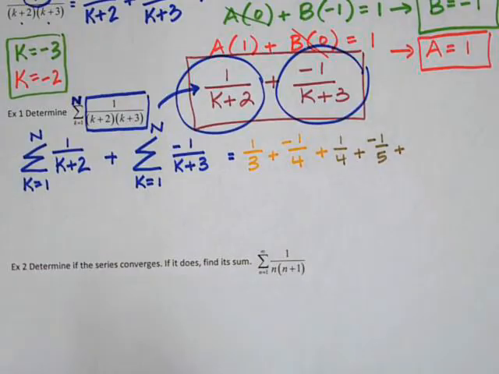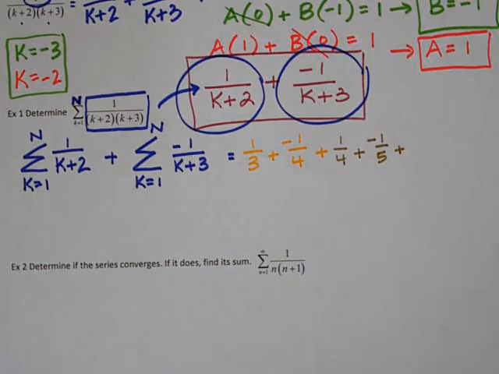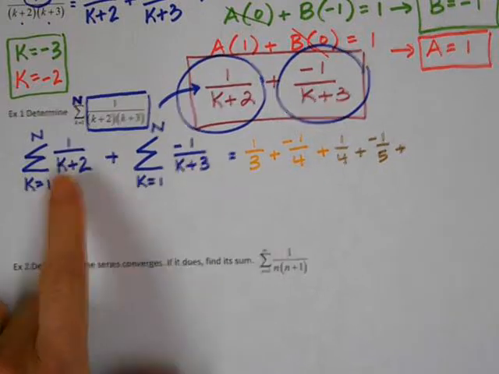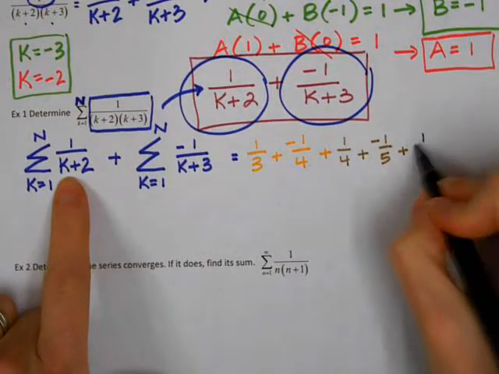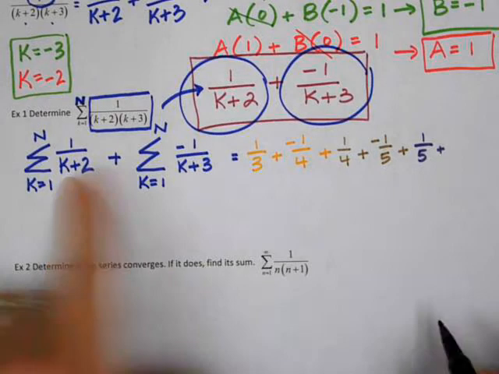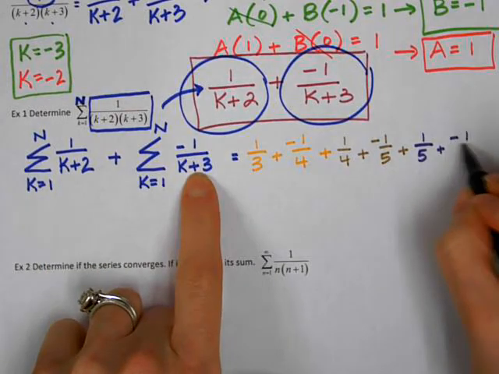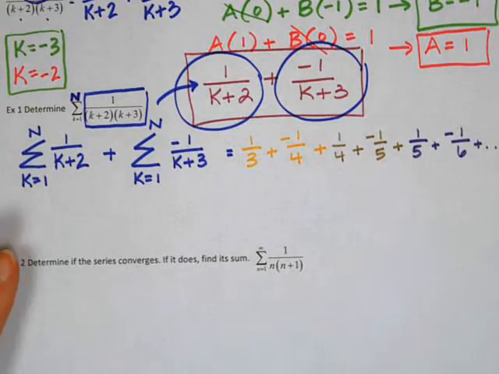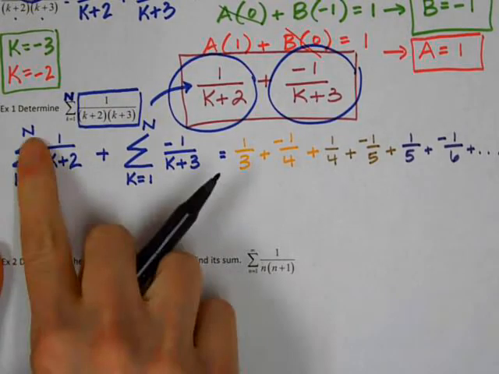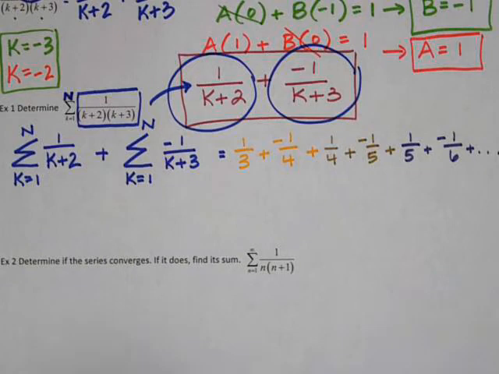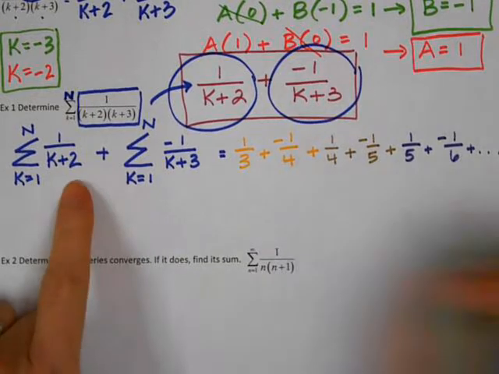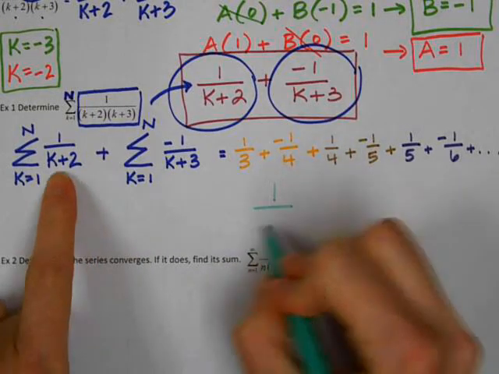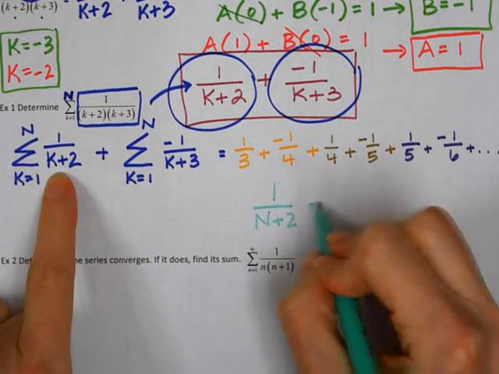Just in case you don't see the pattern yet, let's go one more time. When k equals 3, this is 1/5. And when k equals 3, this is -1/6. And now I think you guys are going to see it. And now I'm going to plug in n, because that's our last number we're going to plug in. So when I plug in n, this is 1 over n plus 2.